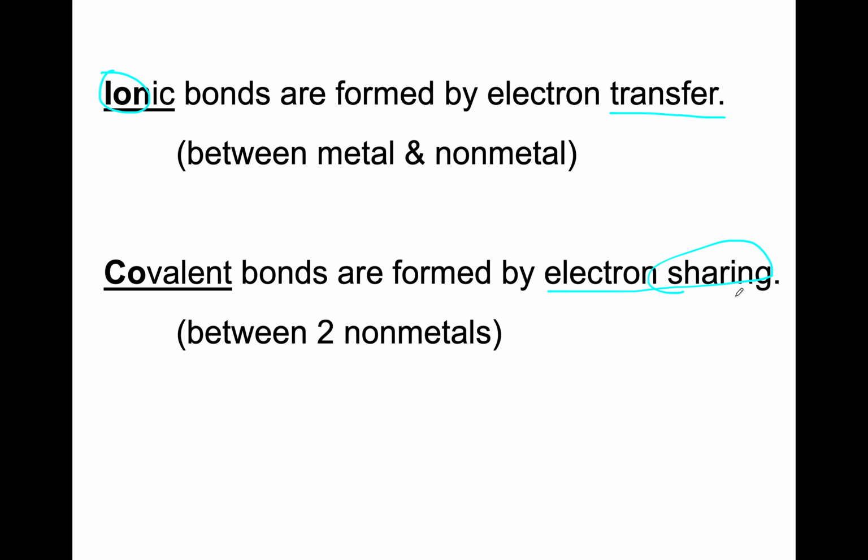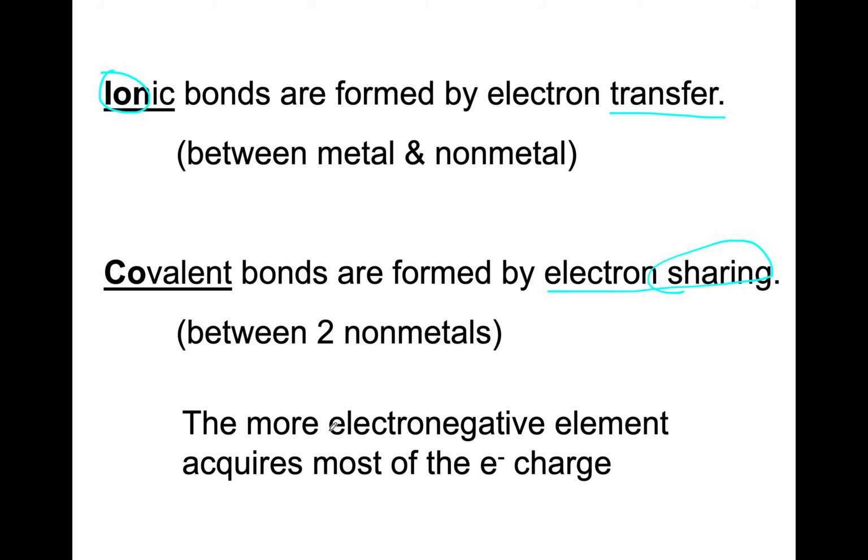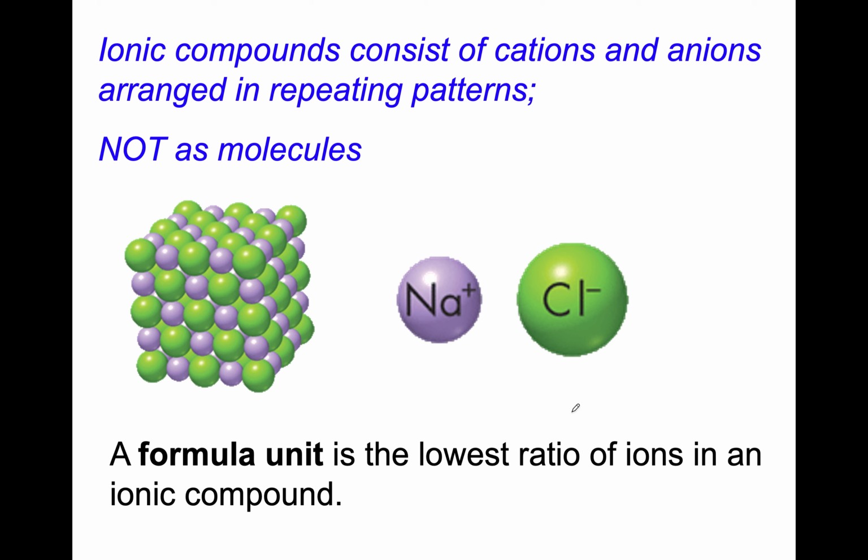So it's more just like, hey, we both like chocolate chips. I have 3 chocolate chips and you have 2 chocolate chips. Let's share, okay? Because then we'll be able to, between us, get 8 chocolate chips through strategic sharing. So the more electronegative element acquires most of the electron charge, all right? And you might be wondering, what is electronegativity? I kind of remember going over that in chemistry class. We're going to go over that in just a second.